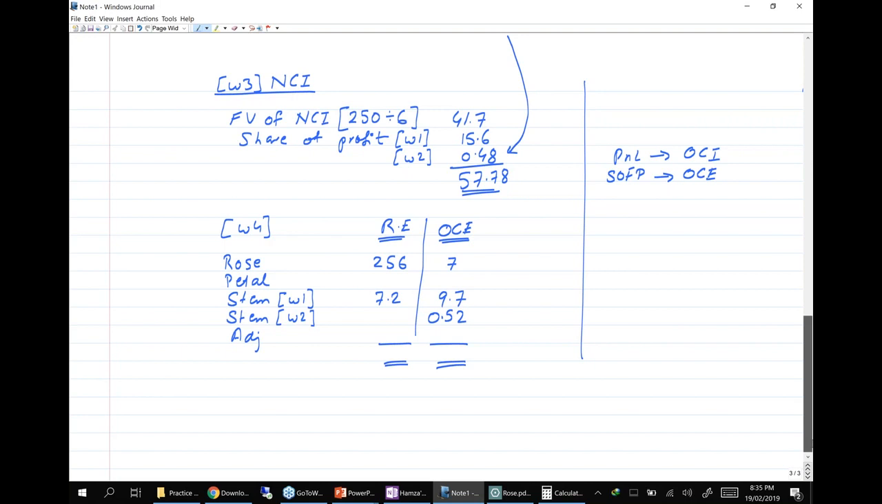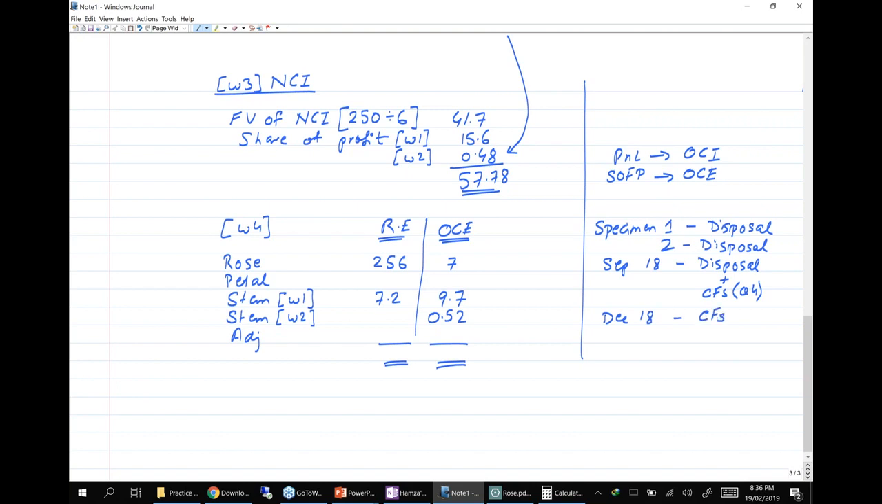And if we talk about what is important from the paper's point of view, in specimen 1, the examiner gave an area of disposal. In specimen 2, again, we had a disposal. In September 18, we have got a case of disposal plus cash flow statements in question number 4. And in December 18, we have got the cash flow statement again.